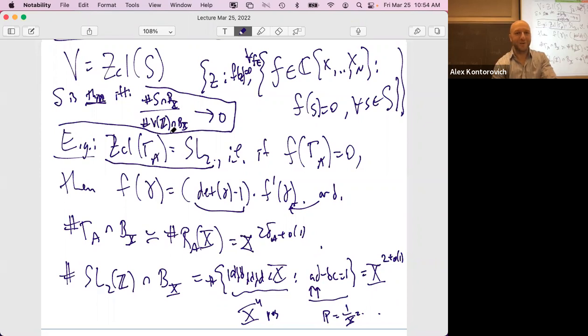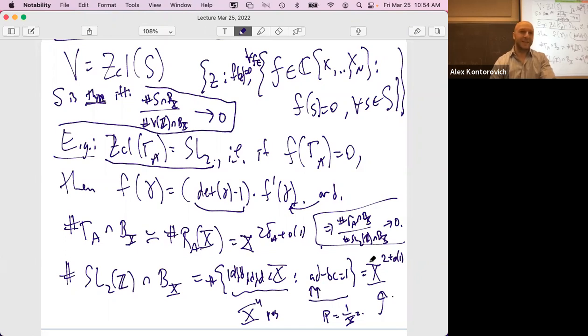And so what's this ratio? The bottom grows at the rate x squared, the top grows at the rate x to the 2 delta, and delta is less than 1. So the ratio goes to 0. So the number of elements in gamma A in a ball of size x divided by the number of elements in SL2Z in a ball of size x goes to 0. It's almost narrowly, because delta could be arbitrarily close to 1. Right, it just barely happens.